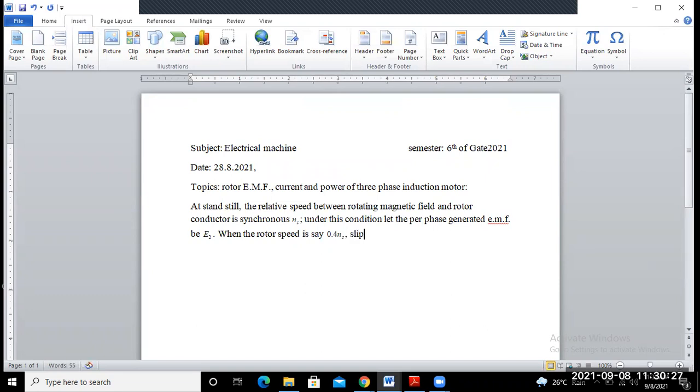We already defined slip in the previous class. So slip is 0.6, that is nothing but the synchronous speed minus the rotor speed, divided by the synchronous speed.